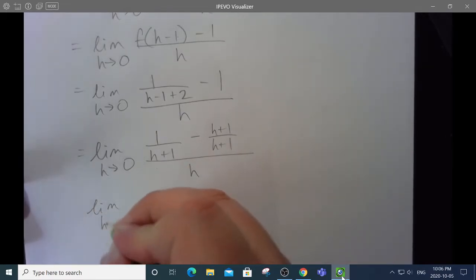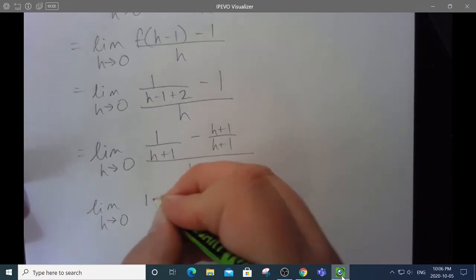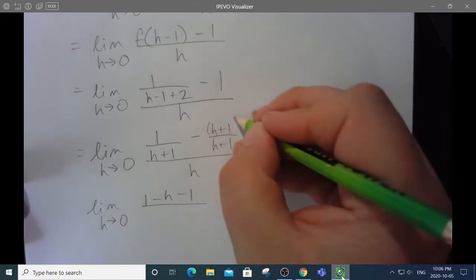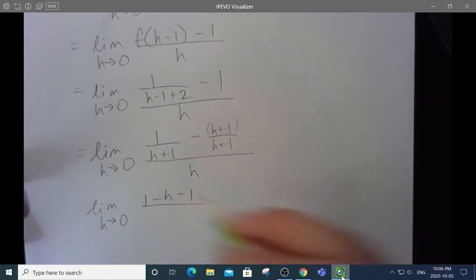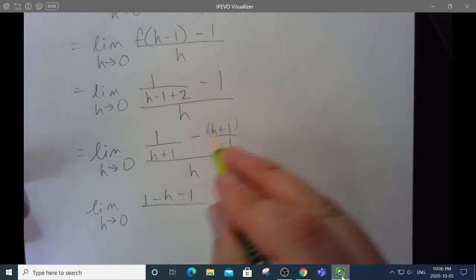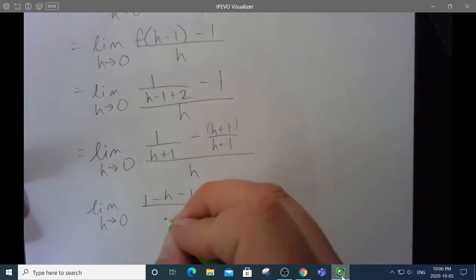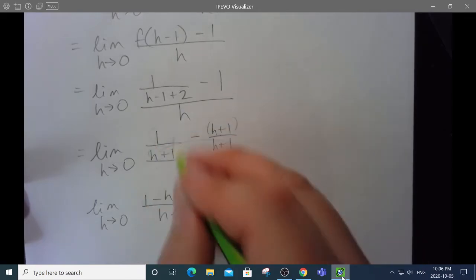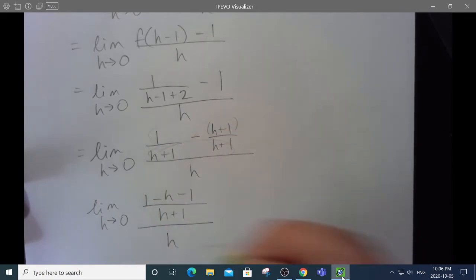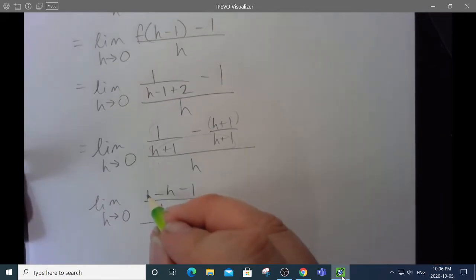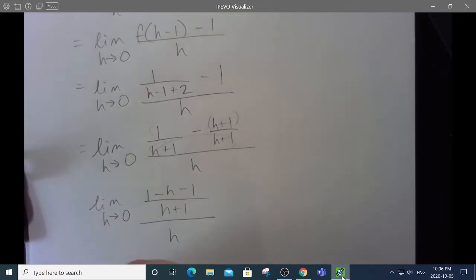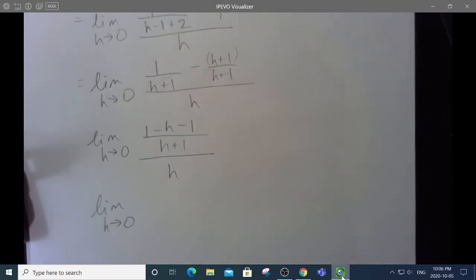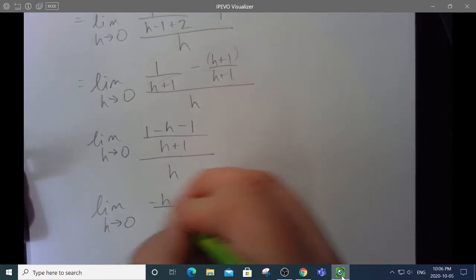Now I have a common denominator, so I can just combine those. So it's the limit as h approaches 0 of 1 minus h minus 1. Get it? I have to subtract both of those things, so that's why this 1 became a negative. It's really the minus of this positive 1. All over h plus 1, because that's the common denominator, so I just combine the numerator. All over h. Now this is nice. 1 minus 1 is gone, so I have the limit as h approaches 0 of negative h over h plus 1.